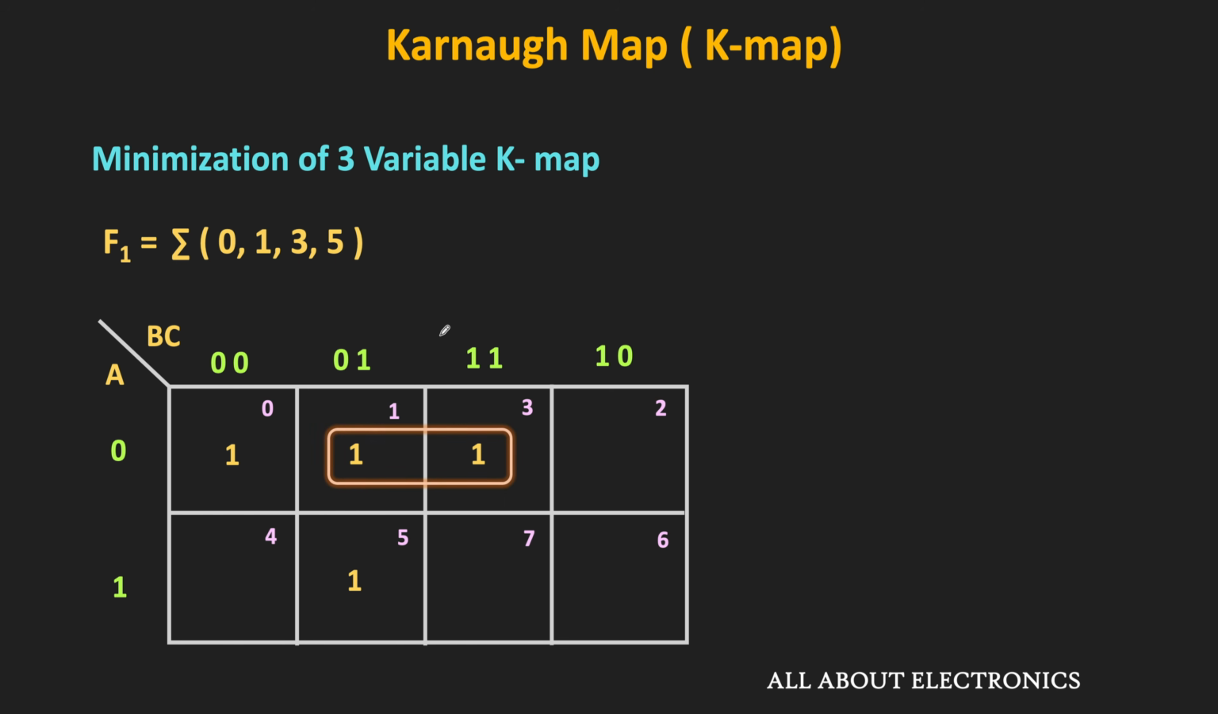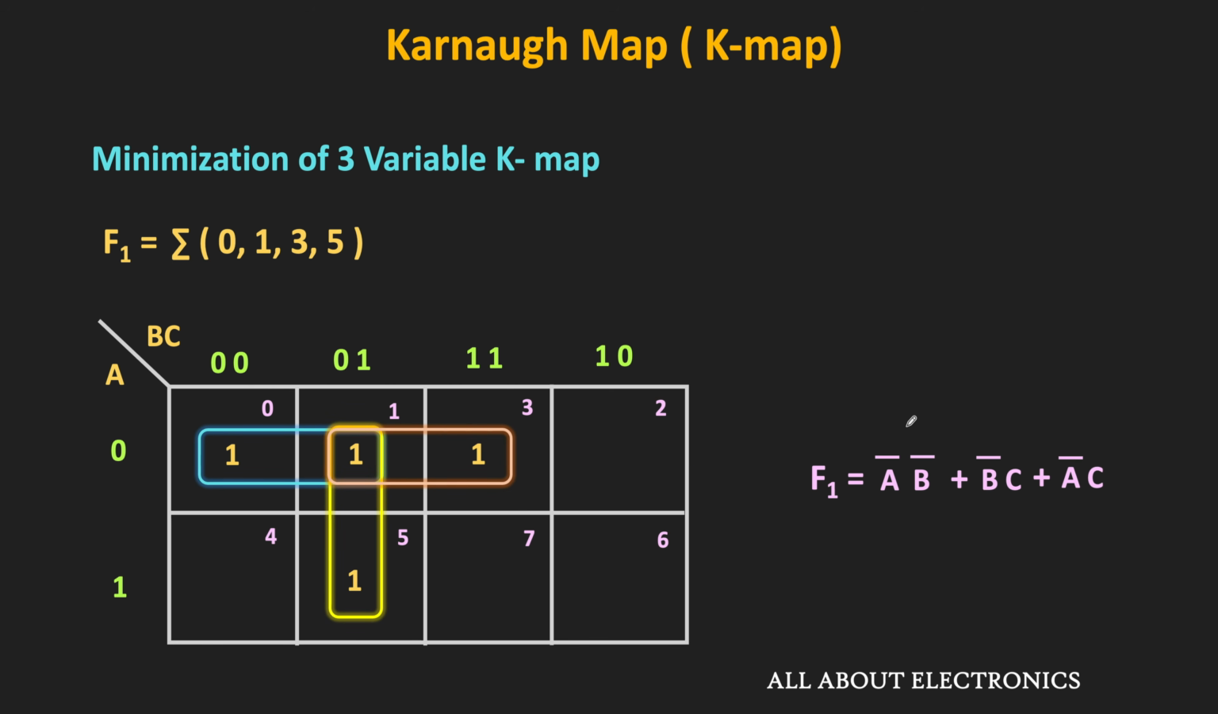Similarly, in the third group, the variables a and c are not changing while the variable b is changing. So here, the value of a is 0 while the value of c is equal to 1. Therefore, this group represents a bar dot c. So now, the overall function is the summation of all these groups, that is a bar dot b bar plus b bar dot c plus a bar dot c. So in this way, using the K-map, we can minimize the Boolean function. So let us take a few more examples and understand the other possible groupings in this 3 variable K-map.